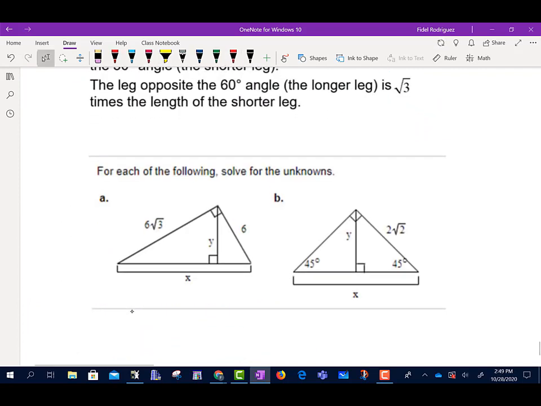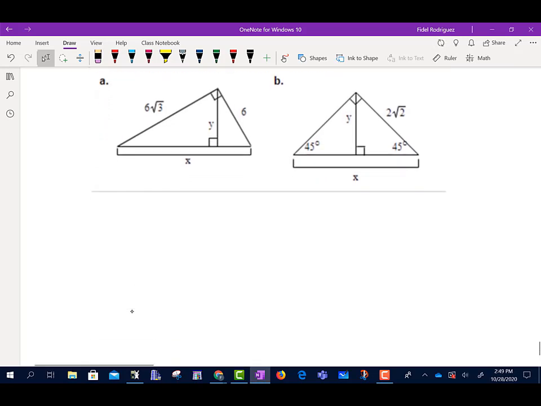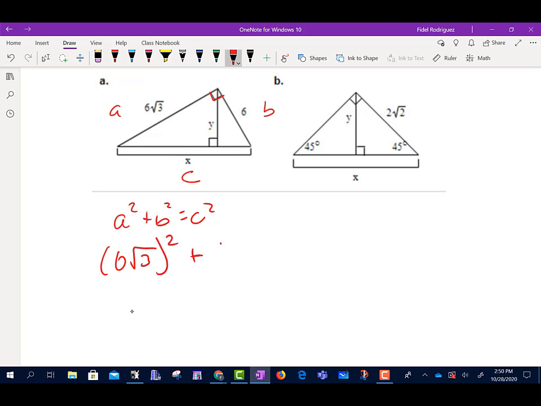So let's take a look at these problems, and we're going to see if we can't figure it out, okay? So the first thing I'm going to do, I'm going to look at this triangle right here. And if I notice, the first thing I'm trying to find is x. Since this is my right triangle right here, this is going to be my hypotenuse, okay? So we'll call this side A, we'll call this side B. So remember my formula, A squared plus B squared equals C squared, right? So we're going to say 6 times the square root of 3 squared plus 6 squared equals C squared, okay?